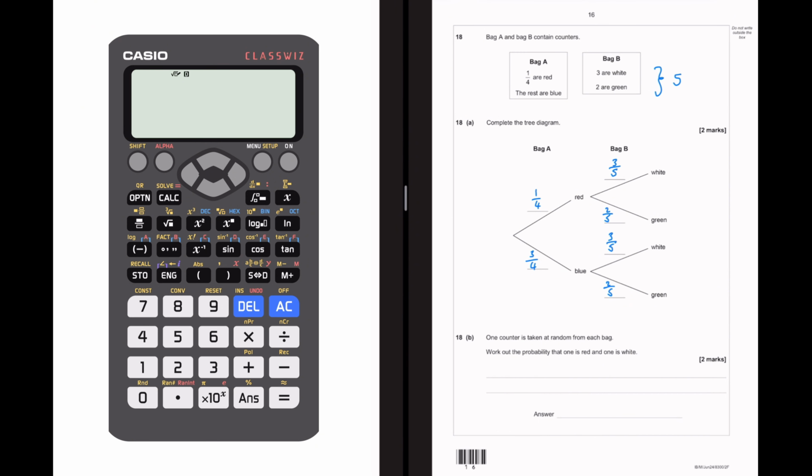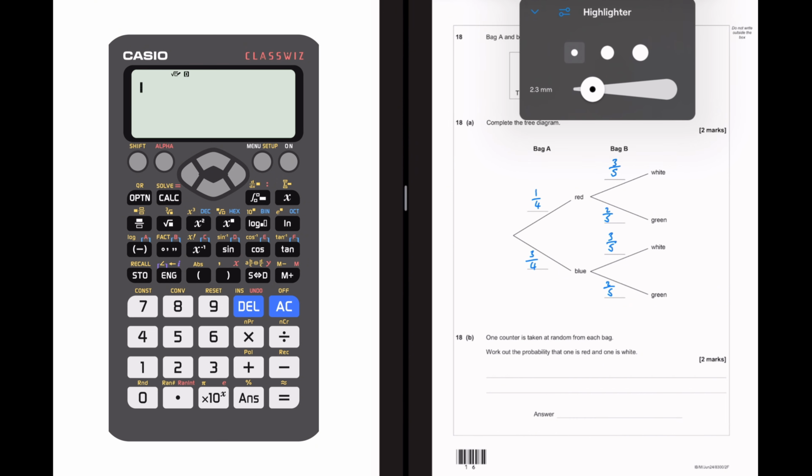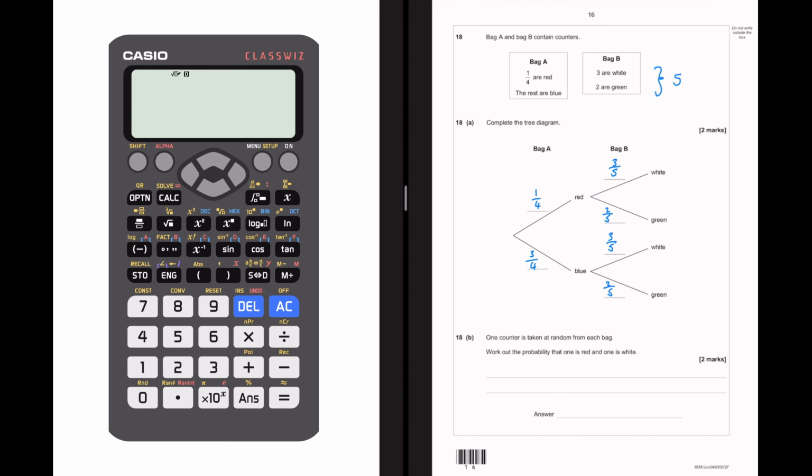Part B says 1 counter is taken at random from each bag. Work out the probability that 1 is red and 1 is white. So the path that we're going to take when we get 1 that is red and 1 that is white is this path here. When we're going along the branches, we multiply the probabilities together. So we've got a quarter multiplied by 3 over 5, which gives us 3 out of 20. So this is our final answer.